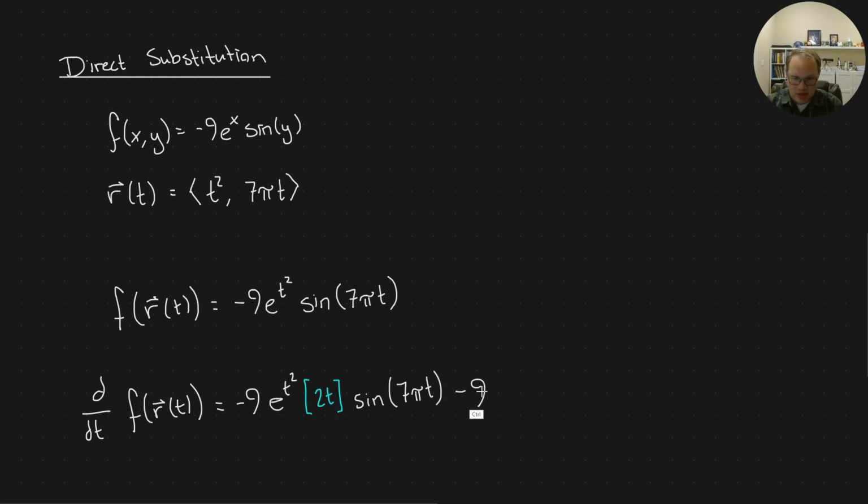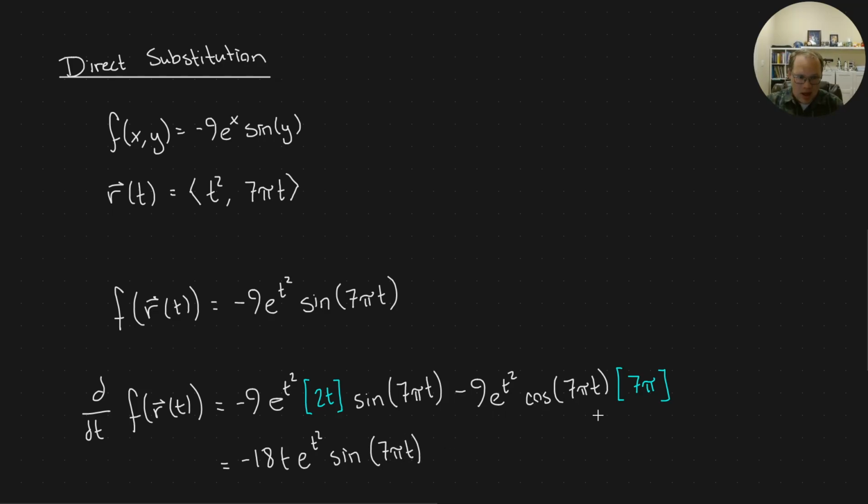Now leave this guy unchanged, so e to the t squared, and take the derivative of sine of 7 pi t. The derivative of sine of 7 pi t is cosine of 7 pi t times the derivative of the inside. The derivative of 7 pi t is just 7 pi. So if I fully simplify, I get negative 18t e to the t squared sine 7 pi t. And then multiply that 7 pi by the 9 here. I get negative 63 pi e to the t squared cosine 7 pi t.